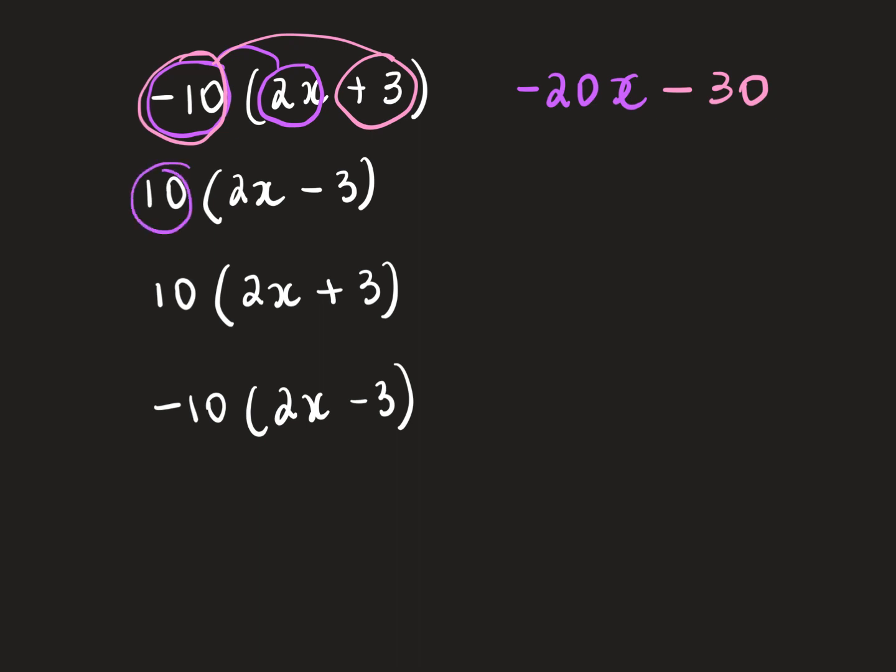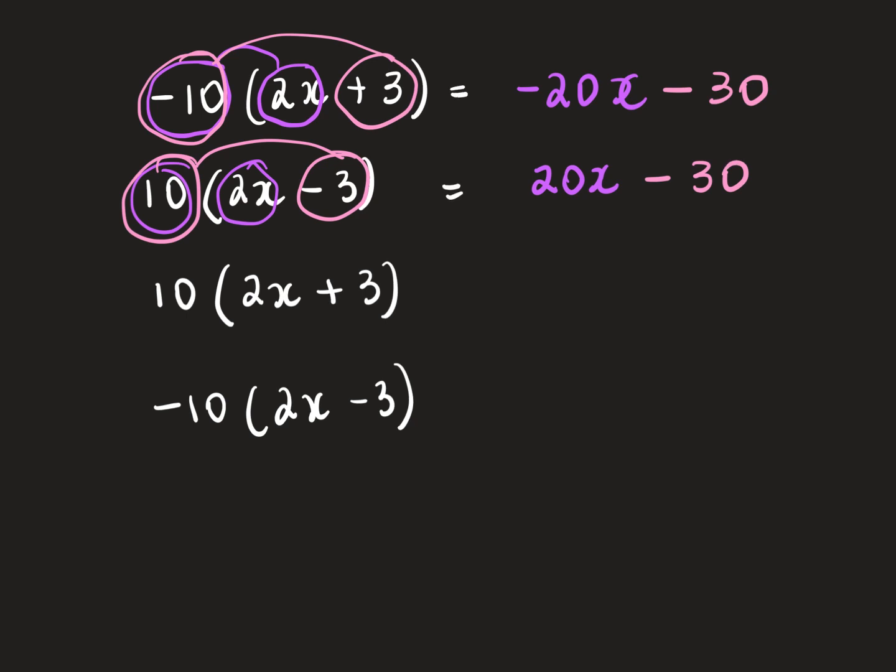Next one. We've got 10 lots of 2x, 20x, plus 10 lots of negative 3. 10 lots of negative 3 is negative 30. See how those two answers are almost the same, but not quite. Next one, we've got 10 lots of 2x is 20x, and 10 lots of positive 3 is positive 30.